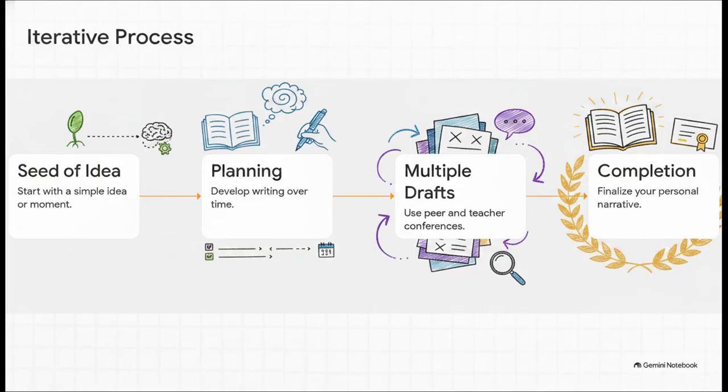Well, growing as a writer is a highly iterative process. It requires incredible patience. You always start with the seed of an idea, just a small memory. Then you move into the planning phase. But the real heavy lifting happens in step 3, multiple drafts. A personal narrative develops powerfully over time. You probably won't find the deep life lesson on your very first try. And you know what? That's exactly how it's supposed to work.